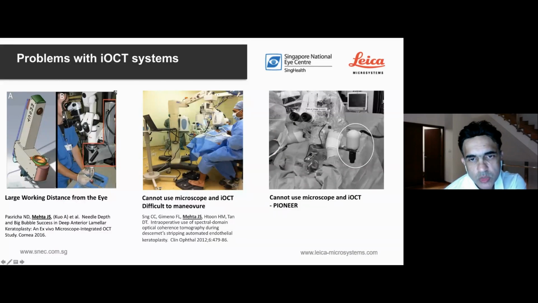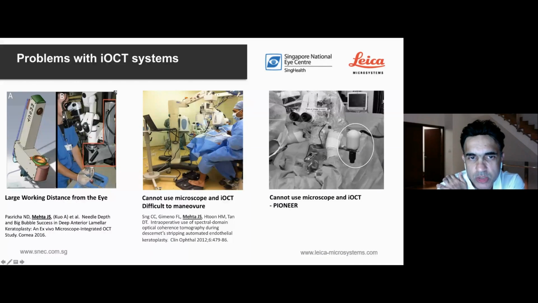Okay, so we used this quite some time, but there were some issues with this. So I'll show you this one in the middle. This is me operating back in 2011. And what you can see is that there's no operative microscope. The reason why there's no operative microscope in this picture is that the microscope is moved out of the way completely from the patient. So I could do the OCT, but I couldn't do the OCT and have the operative microscope at the same time.